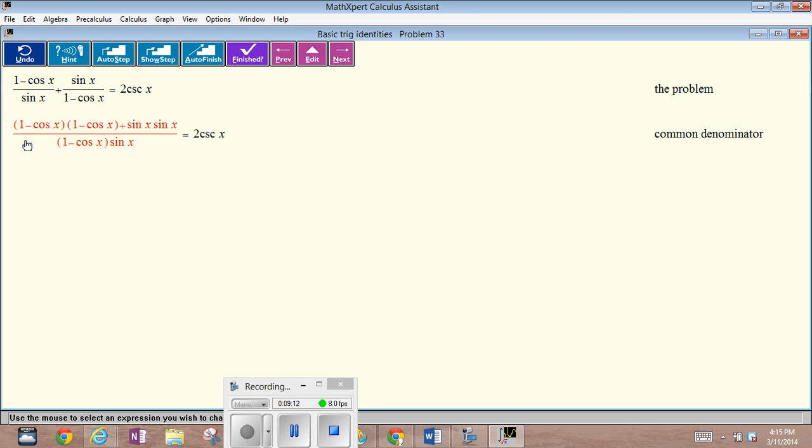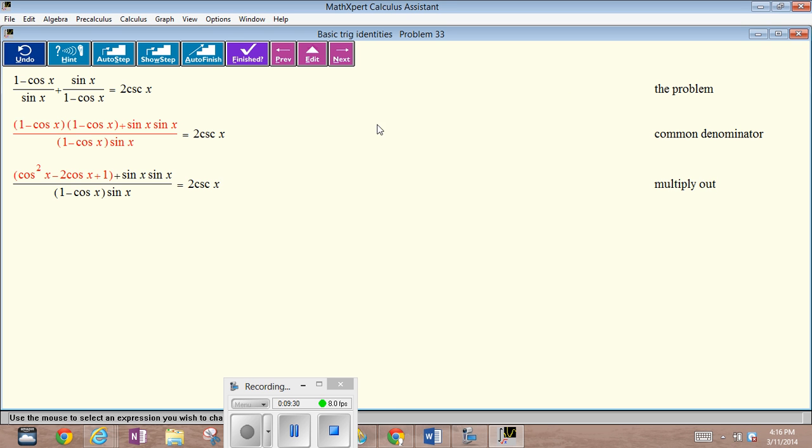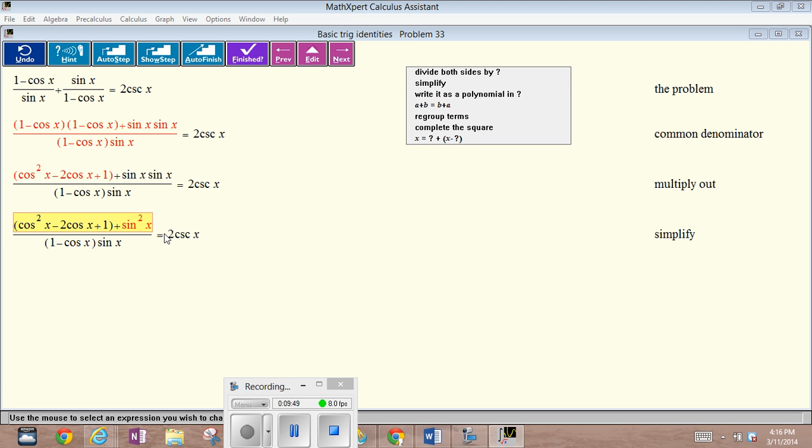So we have to clean this up, do a little algebra, and see what happens. Let's multiply these out by the FOIL method. So that's 1 minus 2 cosine x plus cosine squared x, and I've got over here sine x times sine x, so here's our good friend cosine squared x plus sine squared x. They should come together as 1.